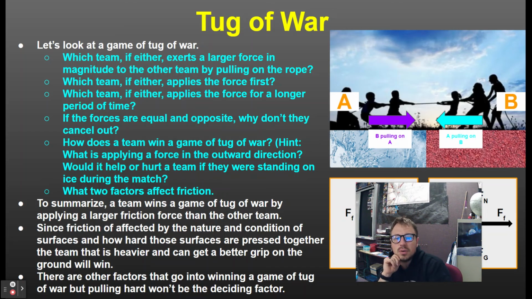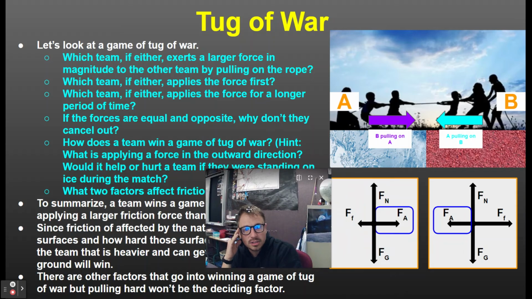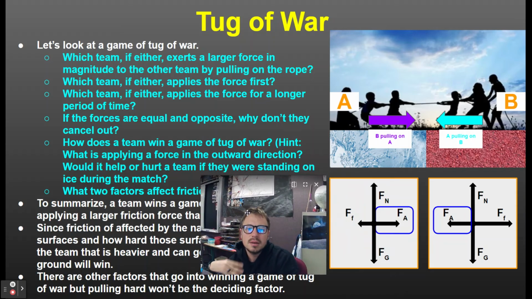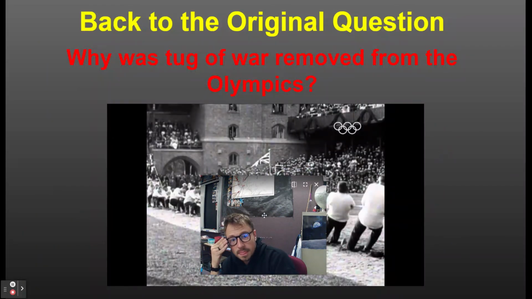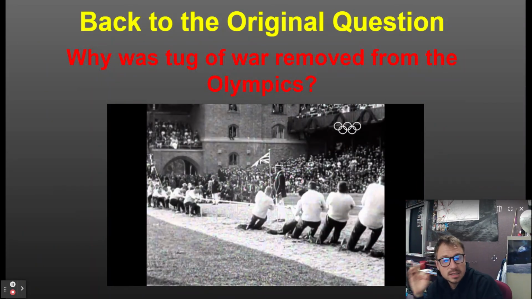Now, there are other factors that go into winning a game of tug of war, but pulling harder won't be the deciding factor. It usually has to do with the heavier team because they're usually going to have a better grip, right? So you can see here, it's the team that's going to have the larger frictional force. Obviously, if I put one team on a block of ice and another on a rubber mat, the one on ice isn't going to have a larger friction, causing the other to accelerate in that direction. So that's how you win. You win by getting the best traction.